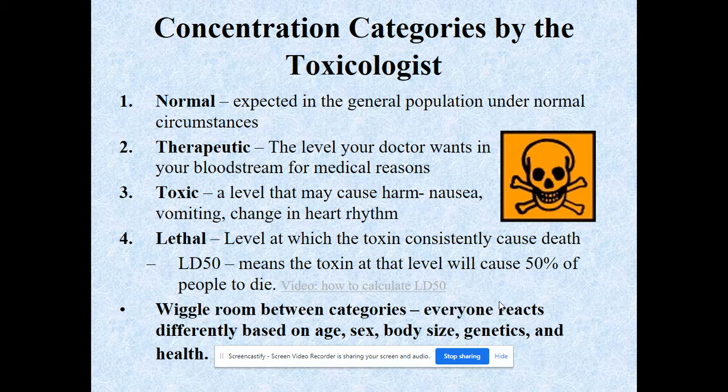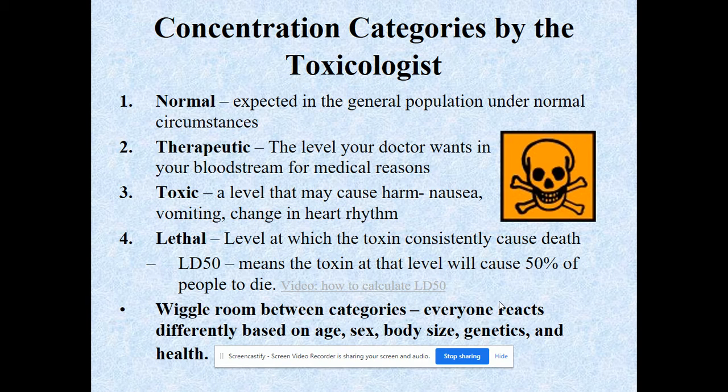Toxic, obviously, is a level that could cause harm. So nausea, vomiting, diarrhea, change in your heart rhythm. Those are going to be side effects of having a toxic level of drugs or poisons in your system. And then finally is a lethal level. And a lethal level would be a level at which the toxin consistently causes death.